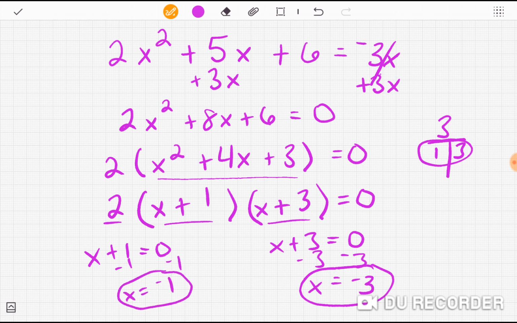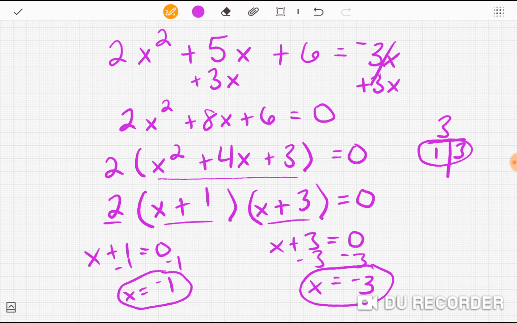And that's it. So hopefully you had a good understanding of factoring when a equaled 1 from probably the last week of material that you covered, because this only adds that one extra step of solving for each one of those factors to see what the answer would be.